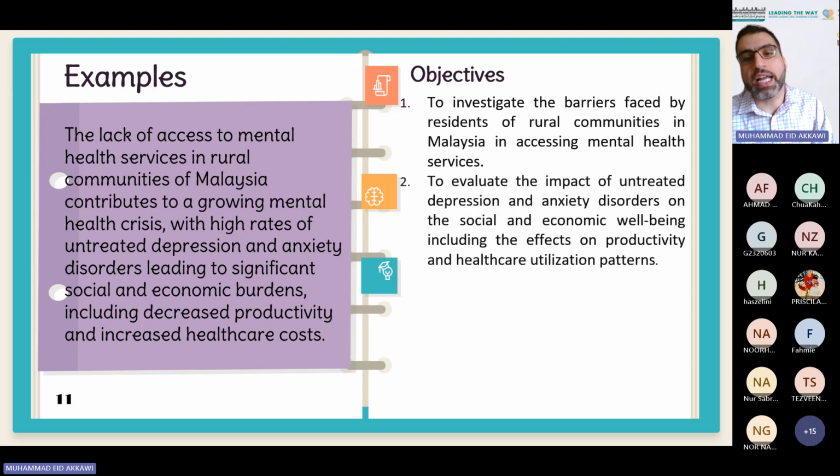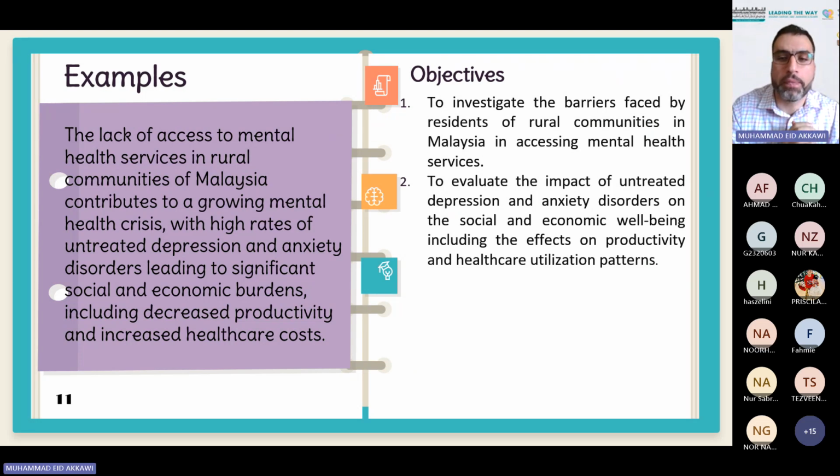Number two is to evaluate the impact. Usually, when we evaluate, we assess the effectiveness, the impact, the influence of something, here untreated depression and anxiety disorder on the social and economic well-being, including the effects on productivity and healthcare utilization pattern.